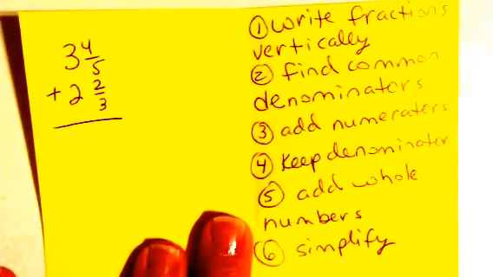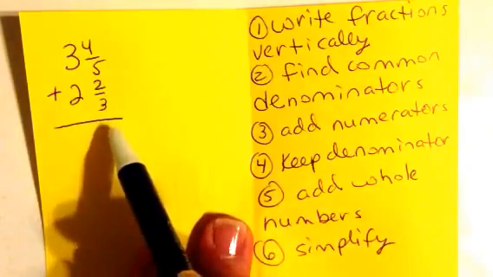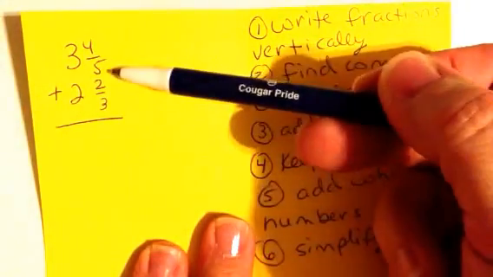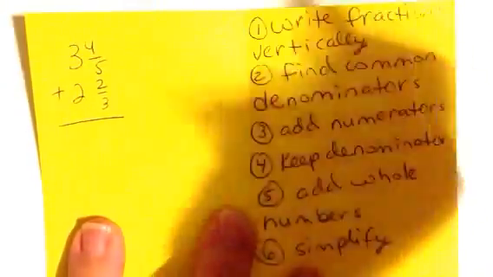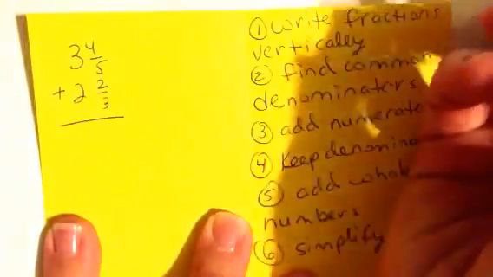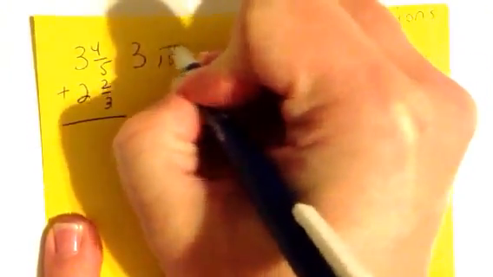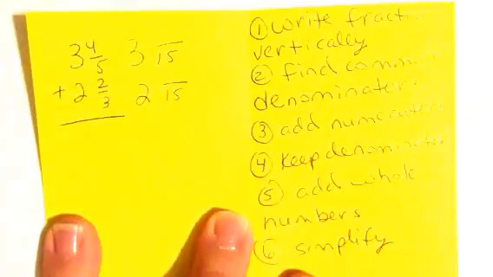So for our example, we have 3 4/5 plus 2 2/3. So I've written those vertically. Now I need to make my common denominators. I can multiply 5 times 3 and get 15, so I can use 15 for my common denominator. So I'm going to rewrite this, keeping my whole number 3, changing this to 15, keeping my whole number 2, and changing this denominator to 15.